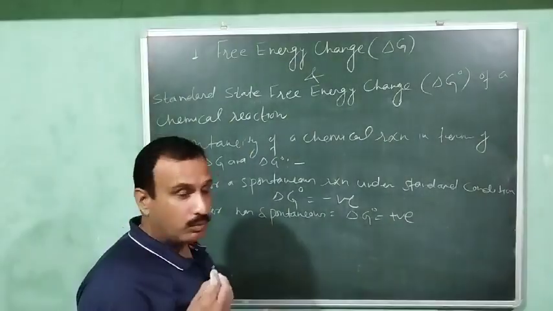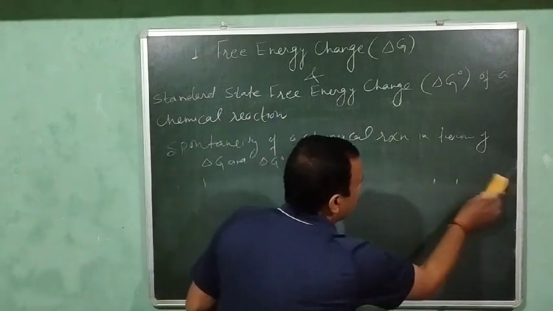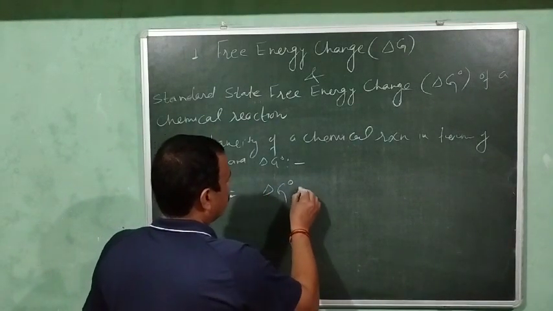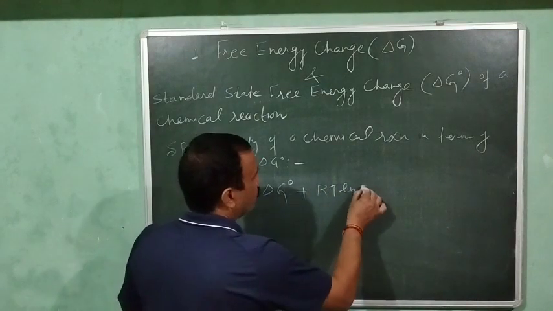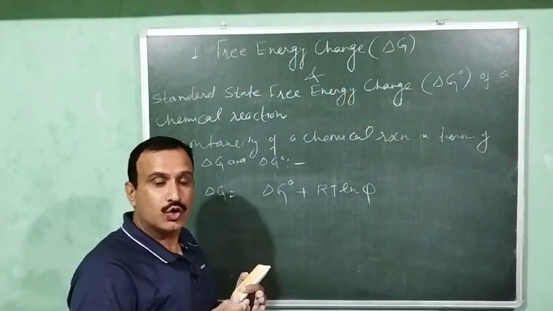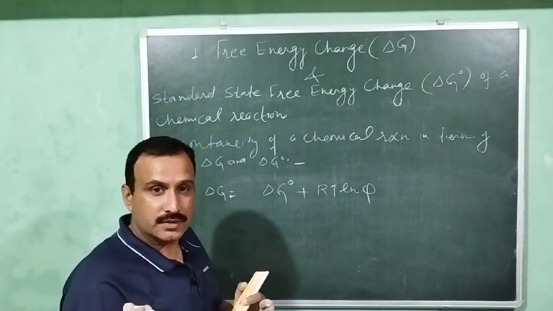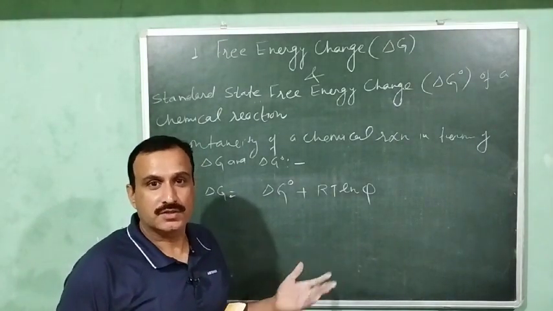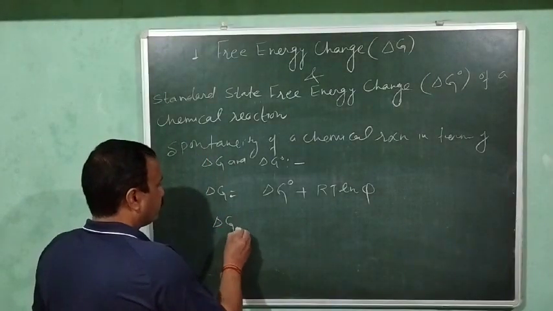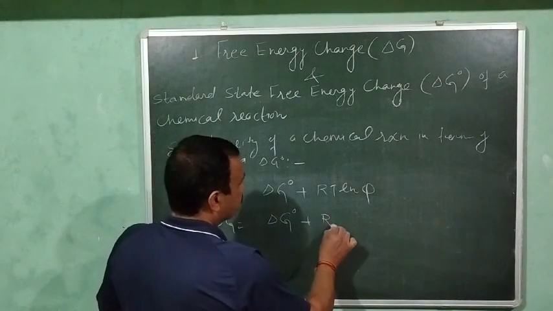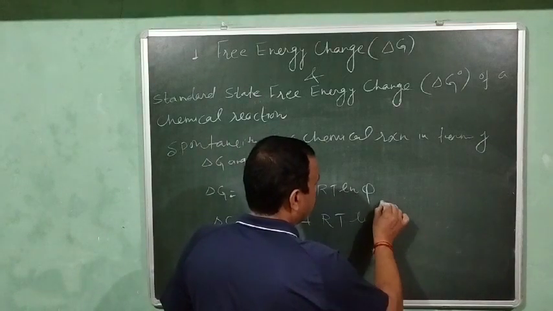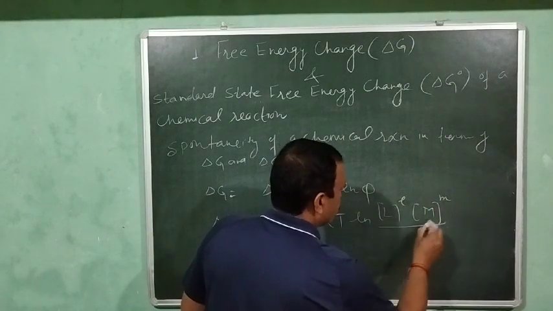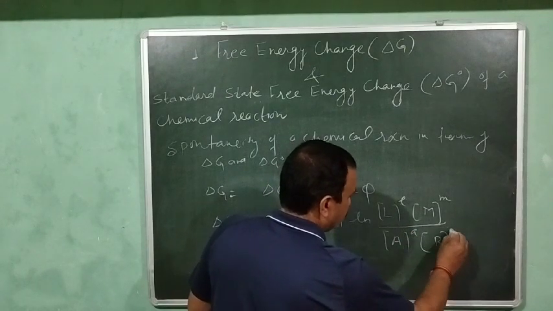Let us explain it with a very important relation, that is delta G is equal to delta G naught plus RT natural log of Q, where Q is the reaction quotient, that is, the ratio of the product of the molar concentrations of your products to the product of the molar concentrations of the reactants, with each concentration term raised to the power equal to its stoichiometric coefficient. So delta G is equal to delta G naught plus RT natural log of [L] raised to power l, [M] raised to power m, over [A] raised to power a, and [B] raised to power b.